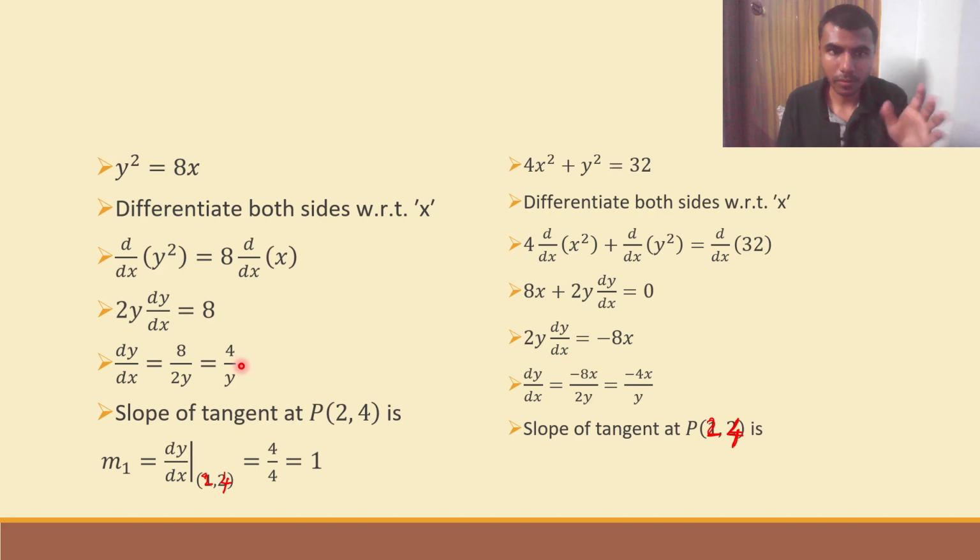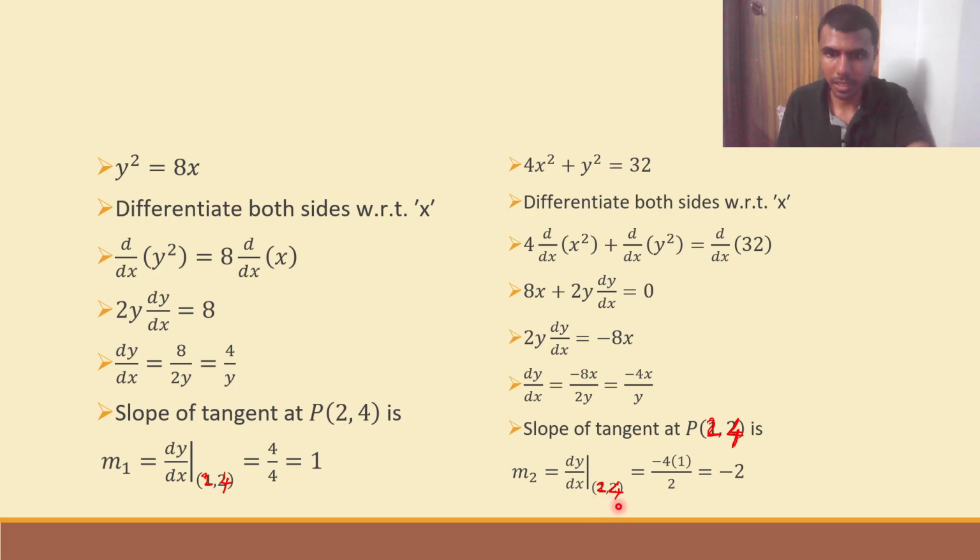What is my dy by dx? 4 by y. What is my point? 2 comma 4. So put y. So x is 2, y is 4. Here there is no x only. So y is 4. So put it. So 4 by 4 is 1. m1 is 1. Likewise, here also this is 2 comma 4.